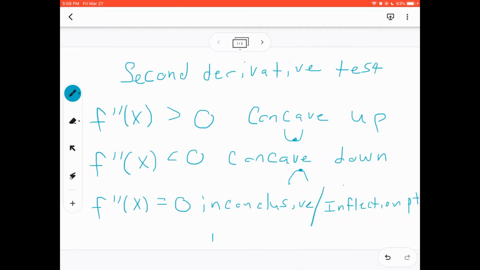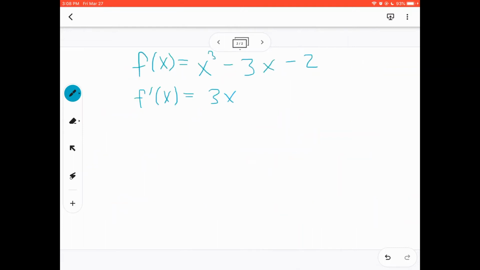Alright, so we have another polynomial. So let's just find the first derivative and the second derivative first, and see if we can find any relative extrema. Again, just using the power rule, we get 3x squared minus 3. And the second derivative, again using the power rule, is now just 6x.